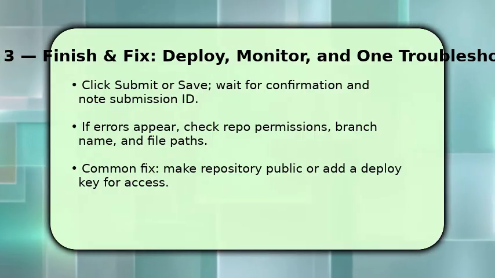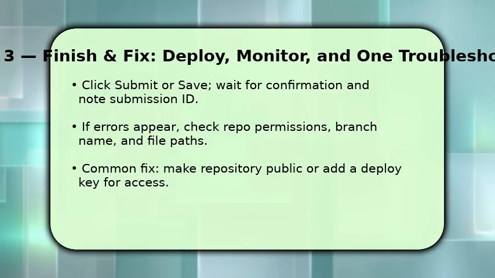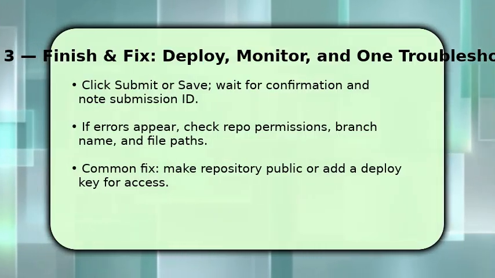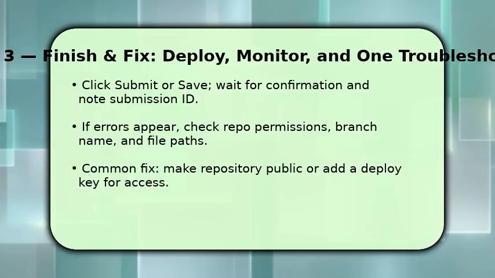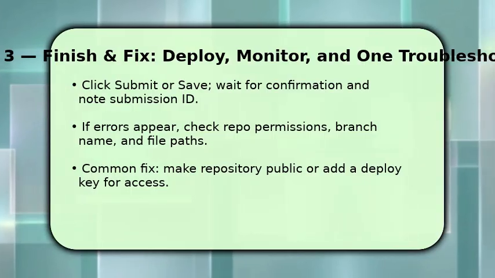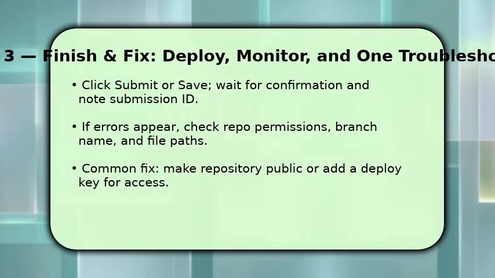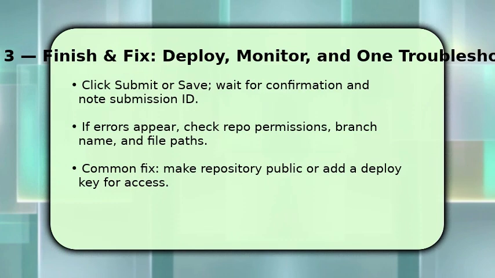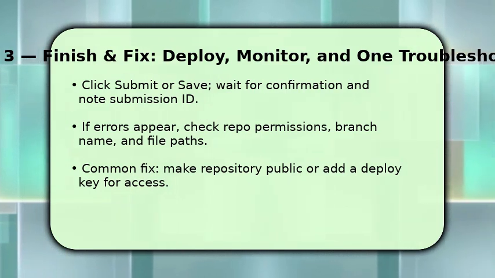If the platform reports an error, make sure the repository is public or that you granted access. Verify branch names and file paths match what the assignment expects. If access is restricted, add a read-only deploy key or make the repo public temporarily. If problems persist, retry validation after adjusting permissions, and then resubmit to complete the upload.